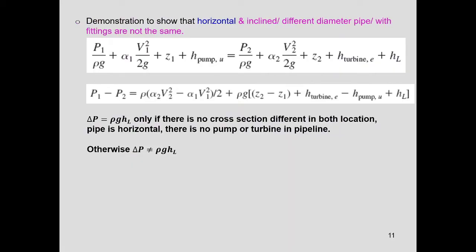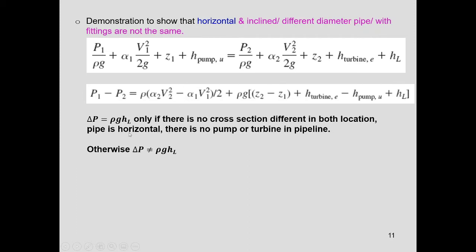Because if you use the Bernoulli equation, then you get delta P is equal to rho times alpha 2 V2 squared minus alpha 1 V1 squared over 2, plus rho g times z2 minus z1, plus H turbine and H pump. You get used to the Bernoulli equation and power equation from the previous chapter. So delta P equals rho g HL only if there is no cross-sectional difference. When there is no cross-sectional difference, V2 is equal to V1, so you can cancel this part.